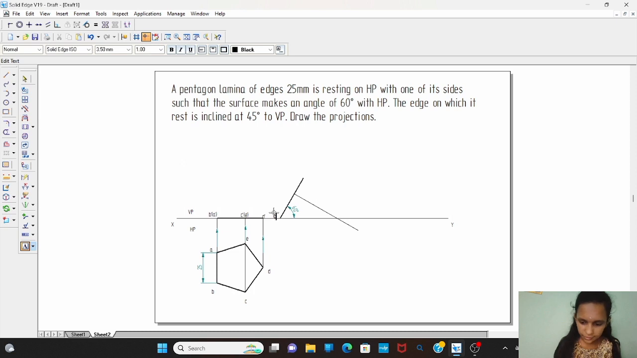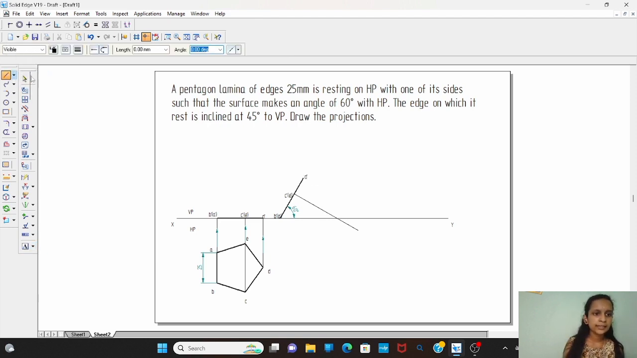This is B dash, A dash, C dash of B dash, and this is D dash. Move to line option. Select the line of thickness 0.13 mm. Extend all these lines towards downward direction.